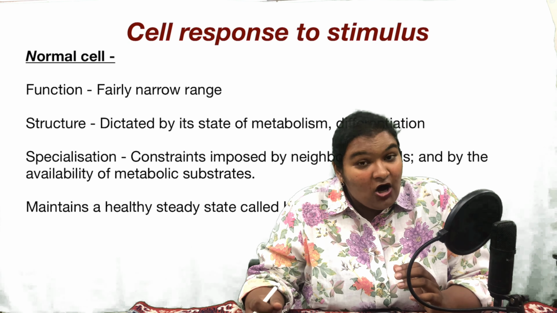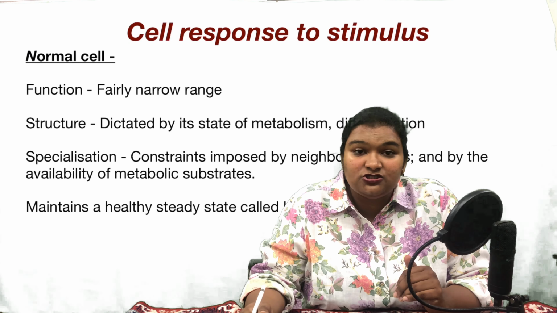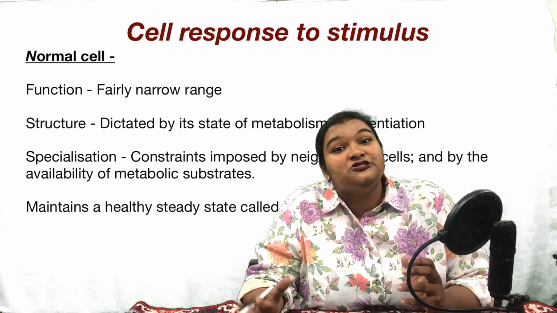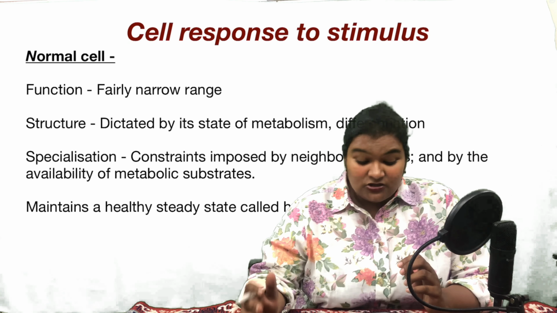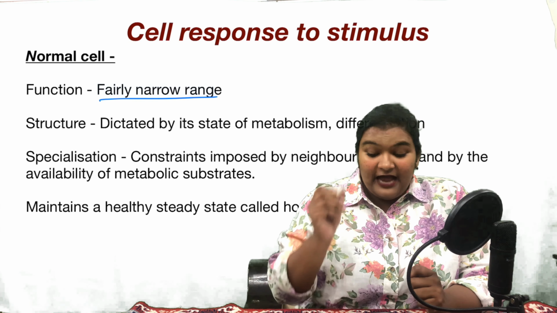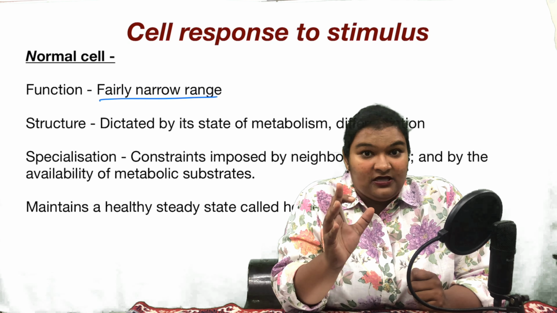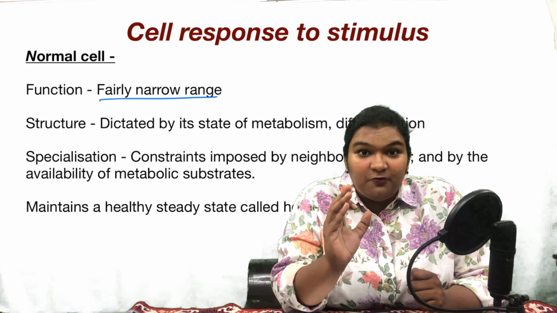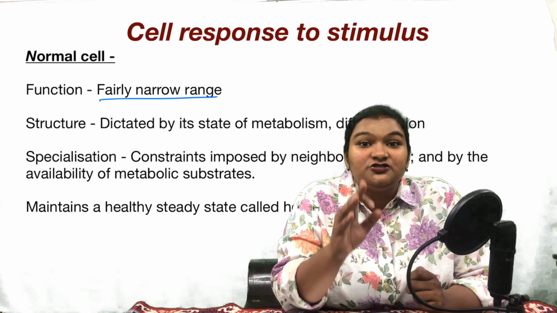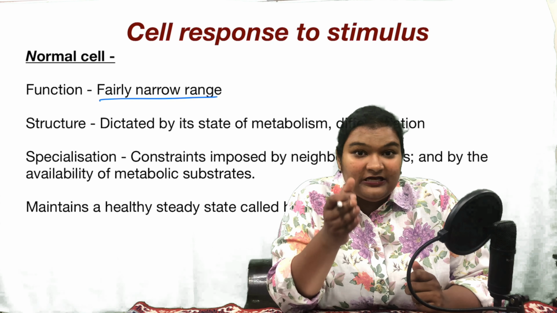Normal cells have a specific function, a specific structure and sometimes a specialized action. These normal cells have a fairly narrow range of function, and their structure is dedicated to the metabolism they are performing. The specific kind of function being performed requires a specific kind of structure, and that structure is depicted by that cell.